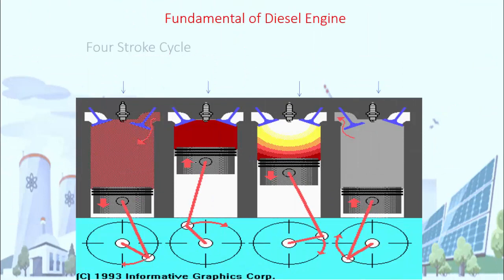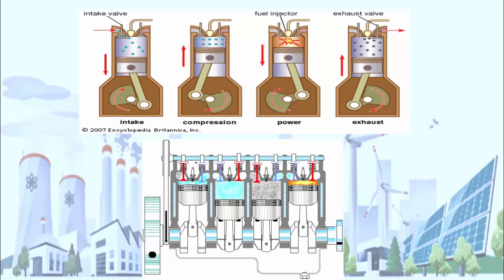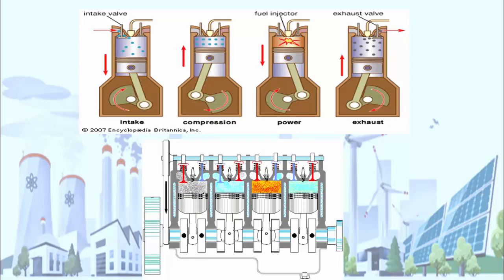Here is the representation schematic diagram of the four-stroke engine. You know that the four-stroke engine has four strokes. The first stroke is the intake stroke. The second one is the compression stroke. The third one is combustion, that is the power stroke. The fourth one is the exhaust stroke. Here you are seeing the animation of the four-stroke engine. Okay.